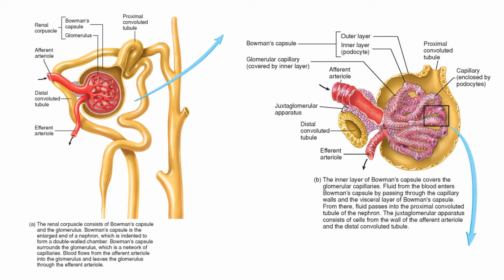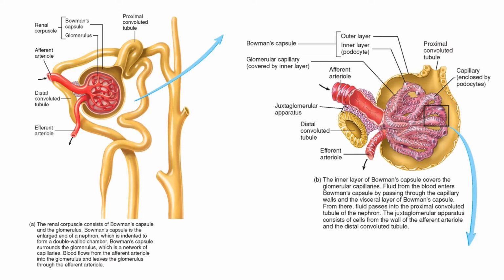In this image, in letter A, it shows you what a renal corpuscle looks like. It consists of a Bowman's capsule and the glomerulus. That's what you call your renal corpuscle. The Bowman's capsule is the enlarged end of a nephron, which is indented to form a double-walled chamber. Bowman's capsule surrounds the glomerulus, which is a network of capillaries, and the blood flows from the afferent arteriole into the glomerulus and leaves the glomerulus through the efferent arteriole. That's the pathway of the blood in your renal corpuscles.